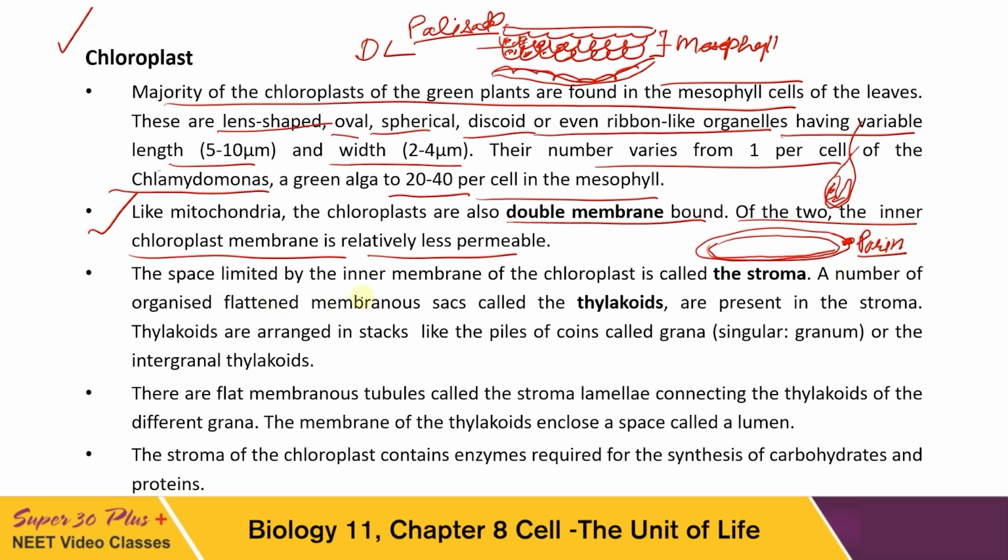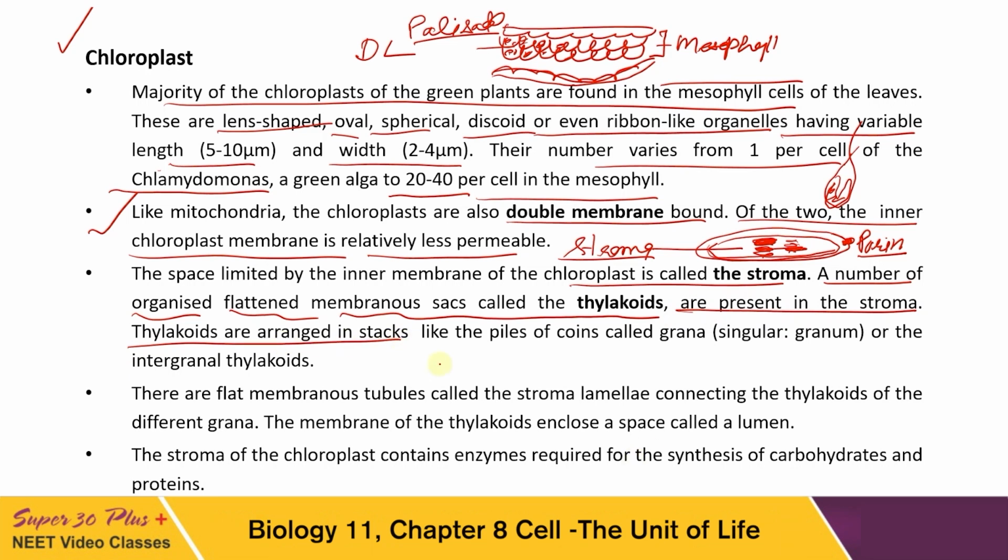The space limited by the inner membrane of the chloroplast, a very important one, is known as the stroma. In the stroma, we have a number of organized flattened membranous sacs called thylakoids. Children, you see these sac-like structures placed one above the other like this. These are known as thylakoids, present in the stroma. Thylakoids are arranged in stacks, just like a pile of coins, and this is called grana.